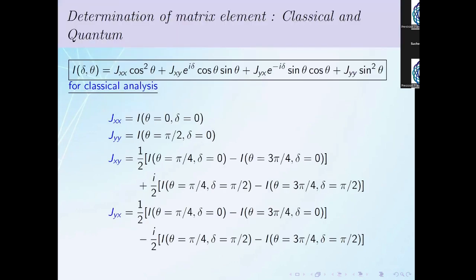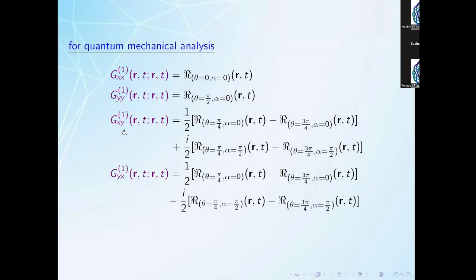So now, the determination of the matrix element. We can determine the matrix element by changing the theta and delta values. For a certain set of theta and delta values, from this expression, we can get the classical polarization matrix elements like this. And similarly, for the quantum mechanical case, we can get the polarization matrix elements like this.